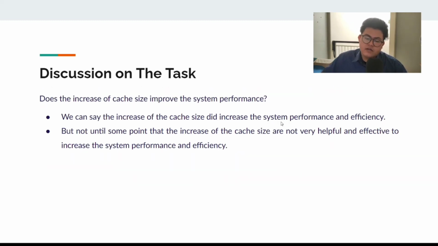Okay. Does the increased cache size improve the system performance? We can say the increased cache size did increase the system performance and efficiency, but only up to some point. Beyond that, increasing the cache size is not very helpful or effective in increasing system performance and efficiency.